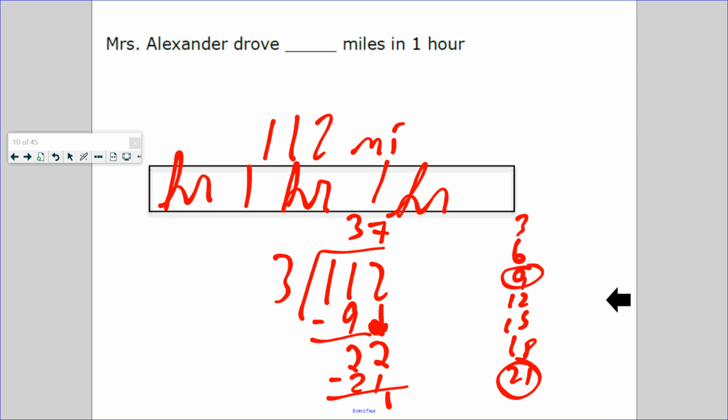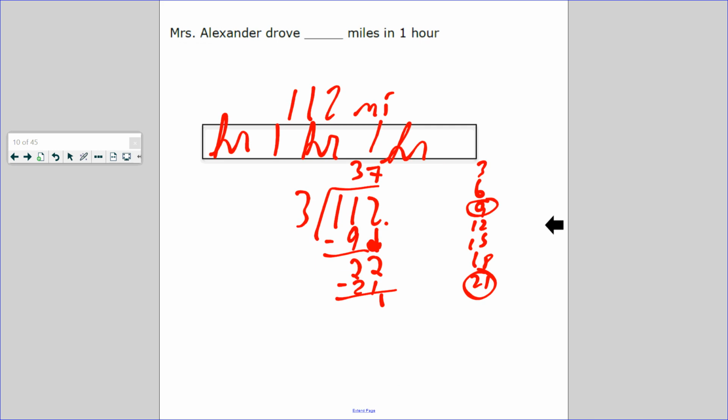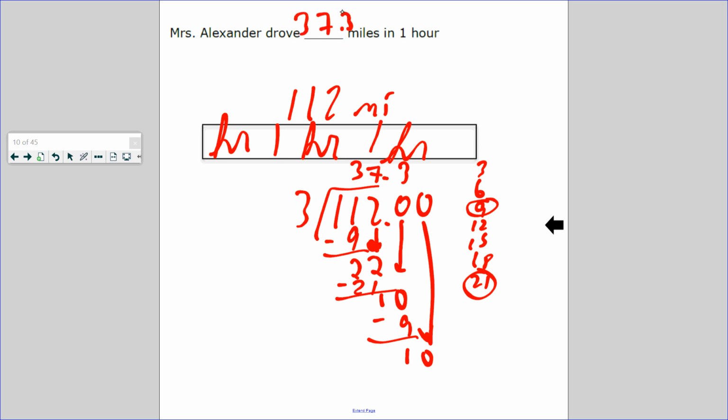So there are many ways you could do this. You can get rid of the remainder by annexing a 0. Bring it down. So 3 goes in 3 times again, and it will be repeating as you keep going. I'm not going to continue. It does repeat. So 37 and 0.3 repeating, or 37 and 1/3 miles every hour. That's a slow bus driver.